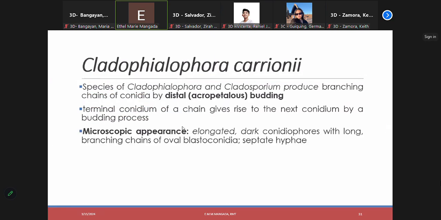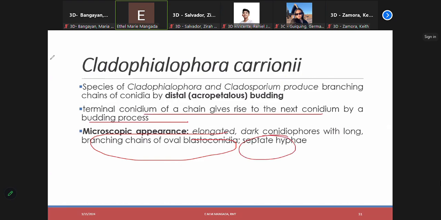And then another microorganism causing your chromoblastomycosis is your Cladophialophora carrionii. Okay, so it has a branching conidia or chains of conidia, and we call them your acropetal or yung mga distal budding po niya. Terminal conidium of chain gives rise to next conidium. So parang nagbabud yung mga conidia niya. Microscopically, they appear to have elongated dark conidiophores with long branching chains of oval blastoconidia. Kasi nga, sabi natin, nagbabud yung kanyang mga conidia. Okay, and with septate hyphae.